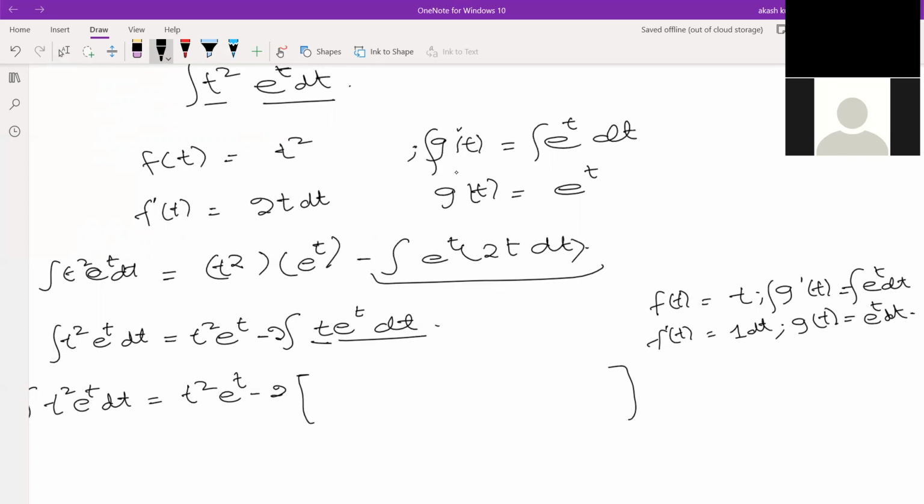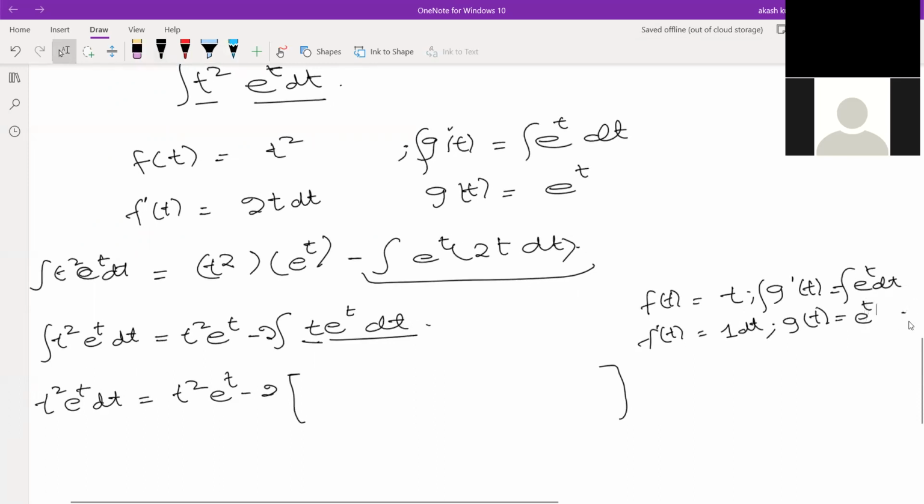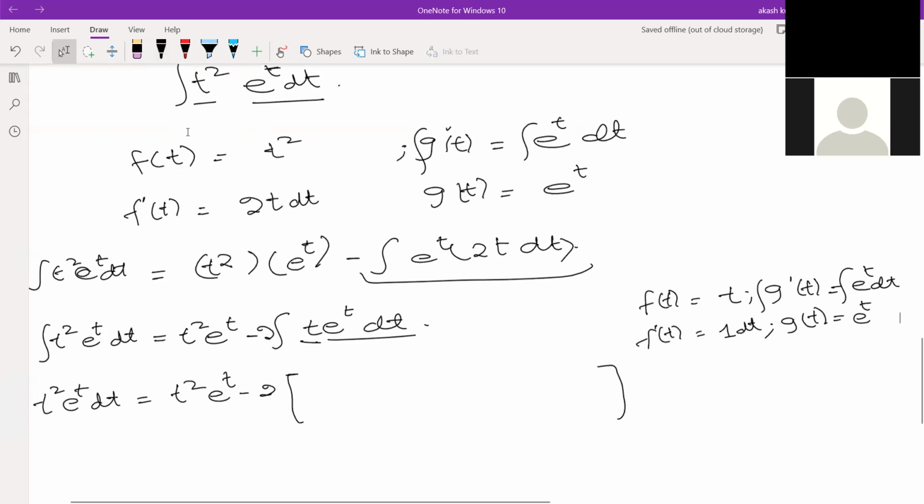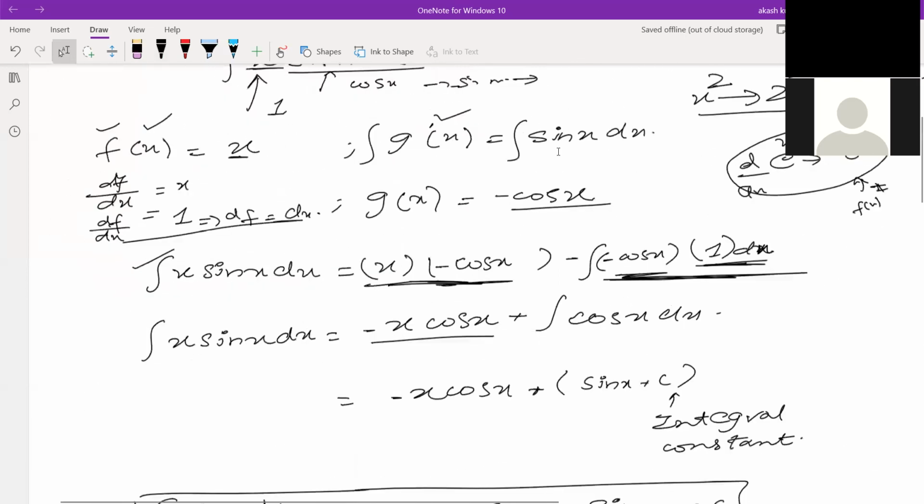Okay. And it's not dt, I mean, the integral of et is only et. So again, applying the integration by parts formula, f of t is t, and g of t is et, minus the integral of g of t, which is et, and f dash of t. Why are we doing it again? f dash of t.